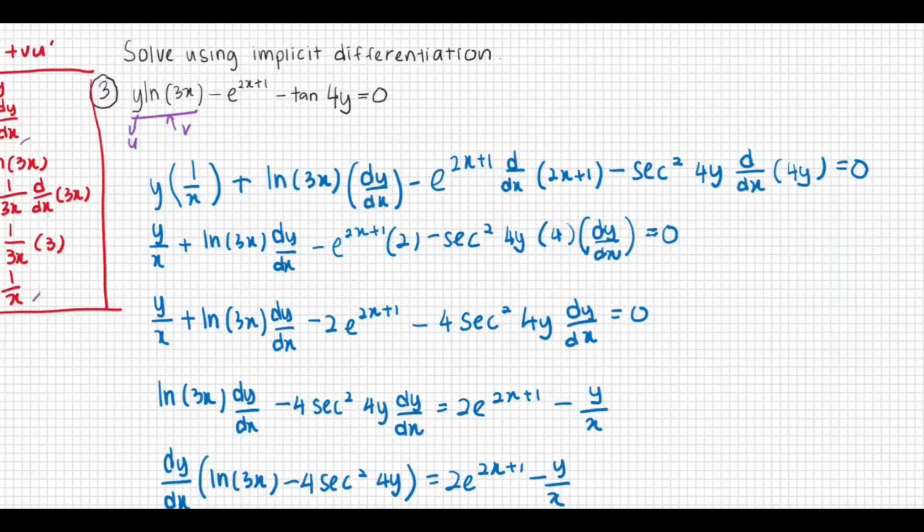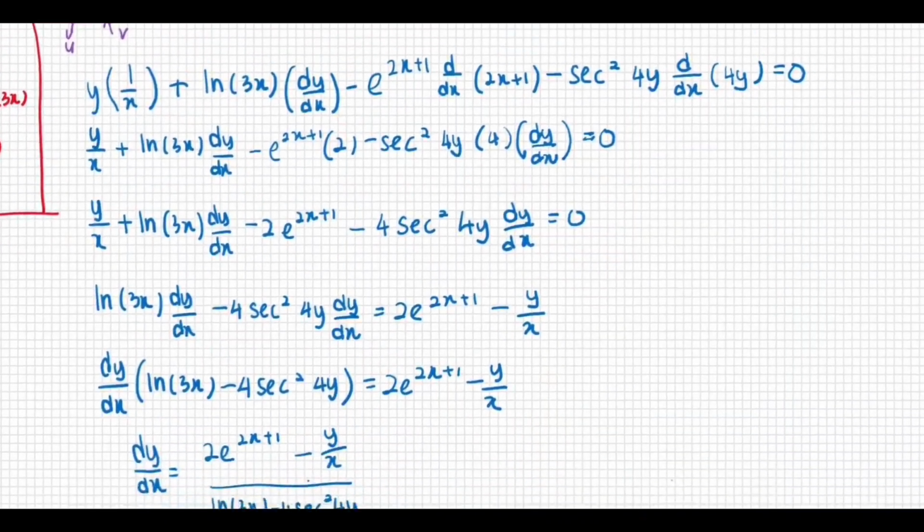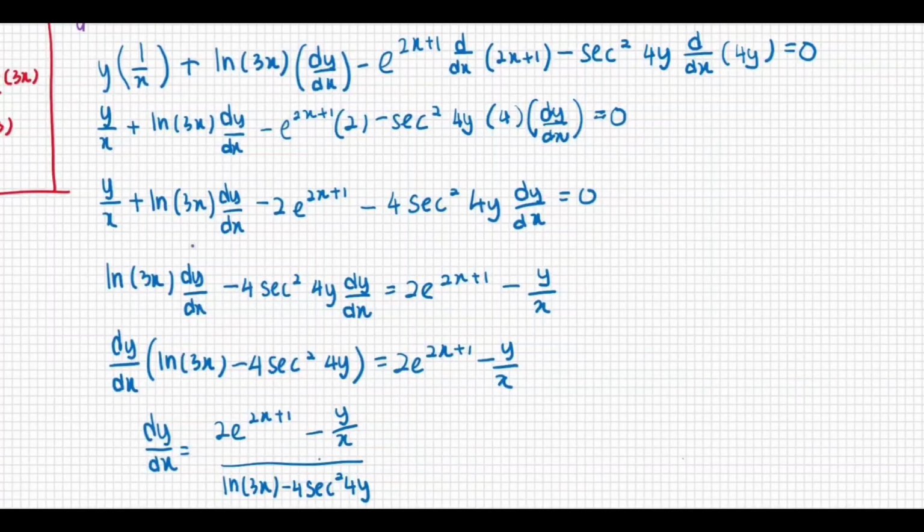And then we expand it, and we will get y over x plus ln 3x dy over dx minus 2e to the power of 2x plus 1 minus 4 secant squared 4y dy over dx equals 0. And then we gather the terms with dy over dx together, and the rest we put on the right side of the equation. So we will get ln 3x times dy over dx minus 4 secant squared 4y dy over dx equals 2e to the power of 2x plus 1 minus y over x.